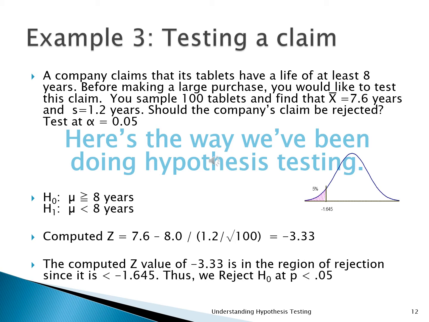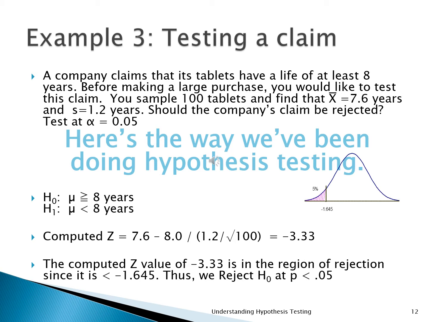Now before you reject this claim, you want to make sure you're not looking at sampling error. 7.6 is less than 8, but it may not be significant. It could be sampling error. So we set up H0. H0 is the claim. Company claimed 8 years or more. So mu is greater than or equal to 8. H1 is mu is less than 8 years.